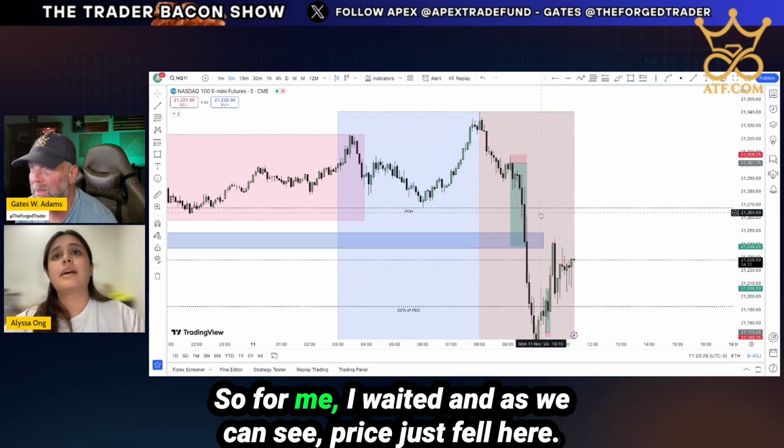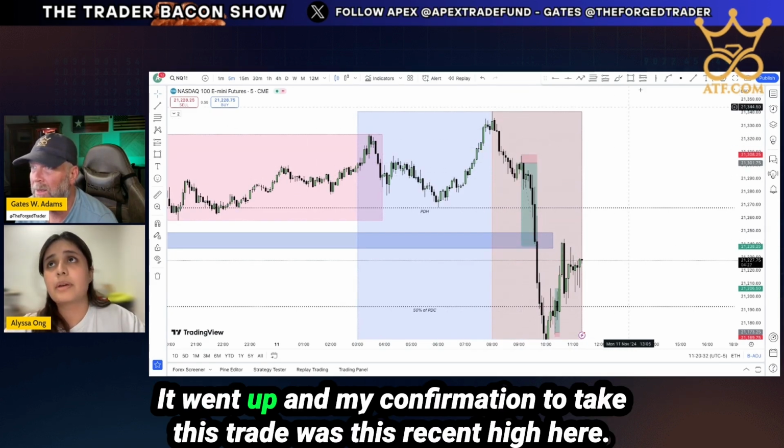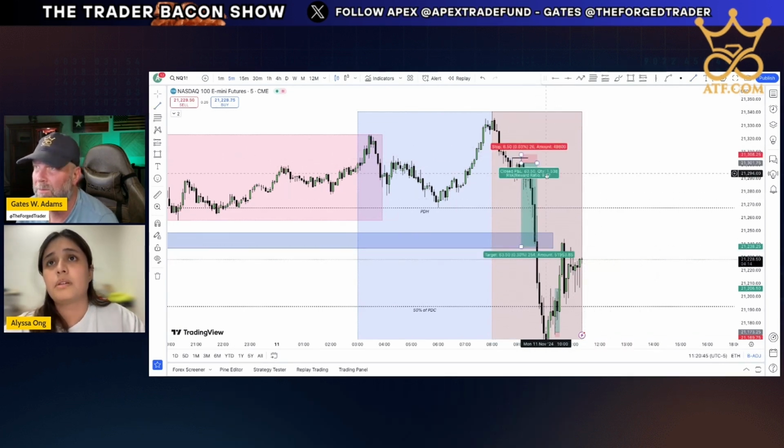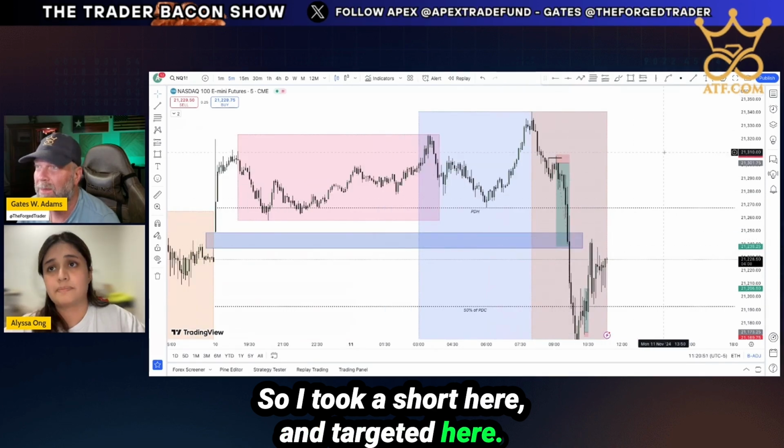So for me, I waited, and as we can see, price just fell here. It went up, and my confirmation to take this trade was this recent high here. As you can see, price failed to close above this recent high. So I took a short here and targeted here.